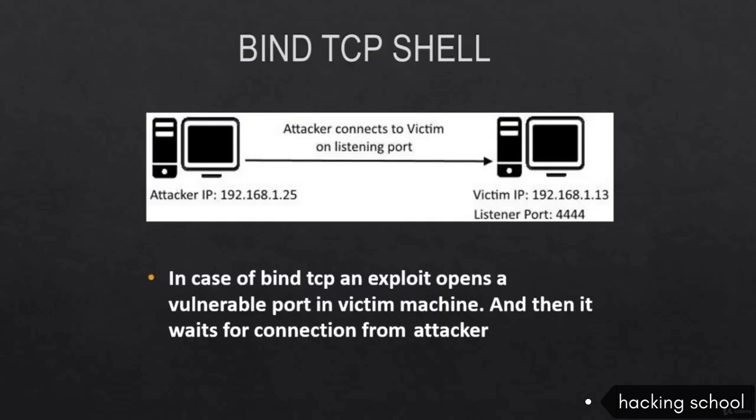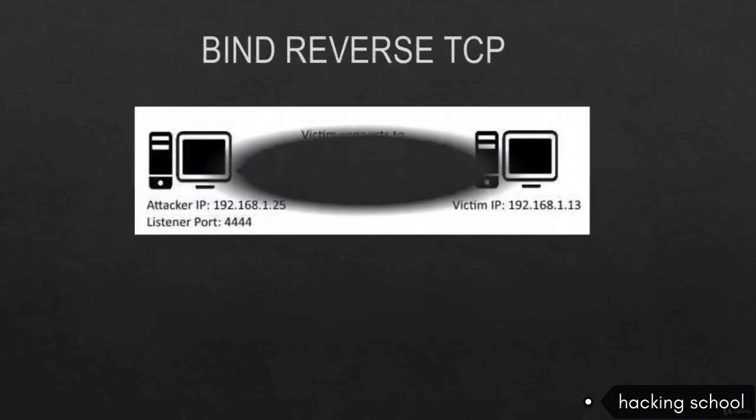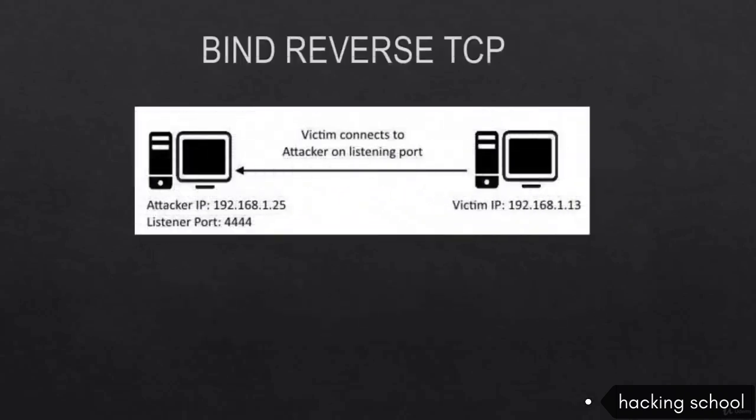So in simple terms, we can say in case of bind TCP, an exploit opens a vulnerable port in the victim's machine and then it waits for the connection from the attacker. Okay. And next we have reverse shell.